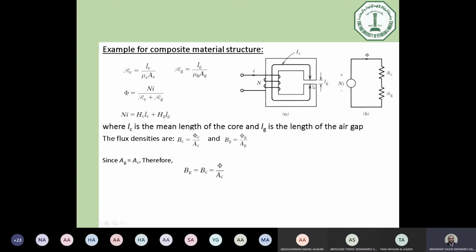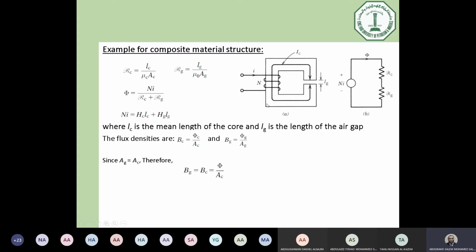So this length is LC, and this core is supplied from a magnetic source, which is Ni, through this coil, where I is the electric current and N is the number of turns of the coil. So when the flux is moving now, it will move in the core itself, and after that it will cross this small-length air gap, which is LG, in order to continue moving on the core.